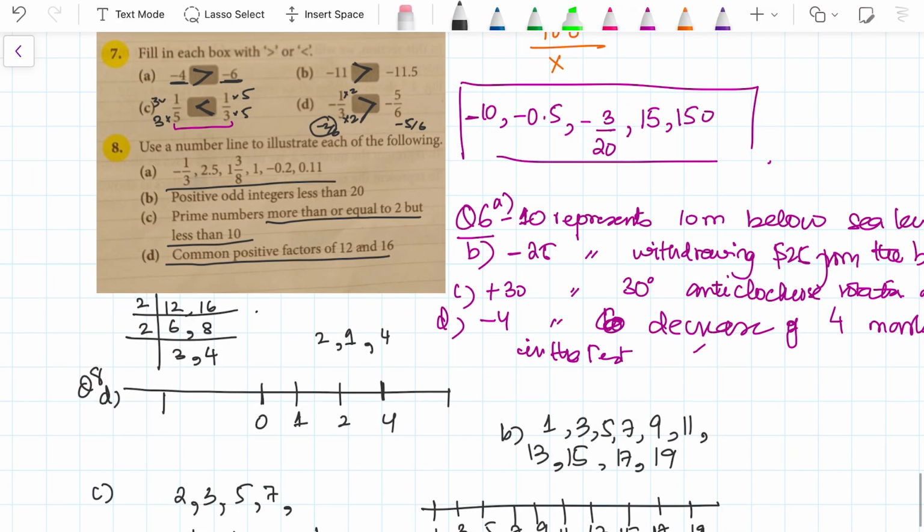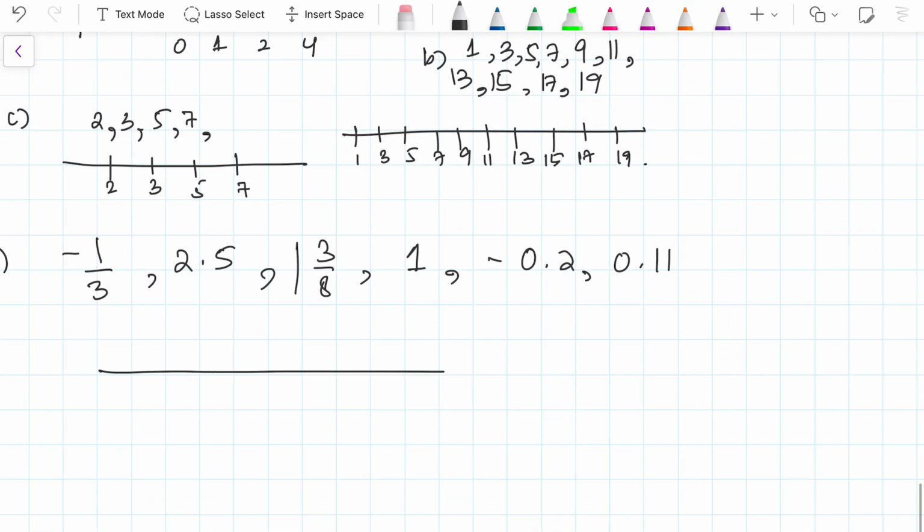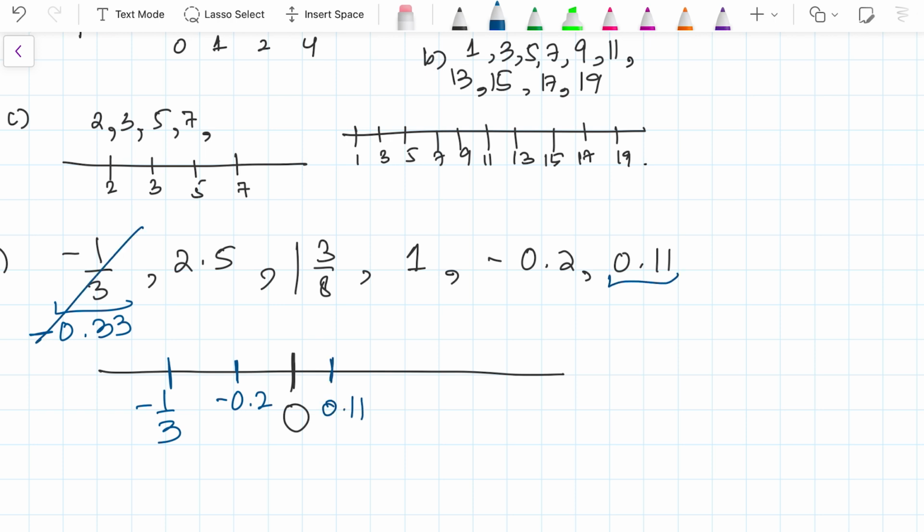I think I've done these kind of question, but I can do it once again. Zero in the middle. This is a minus 0.33, minus 0.2, minus 1 upon 3. Then we have a 0.11. Cancel out the ones that we've already labeled. Then we have a 1. This is going to be something bigger than 1 whole 3 upon 8. And a 2.5. That's about it.